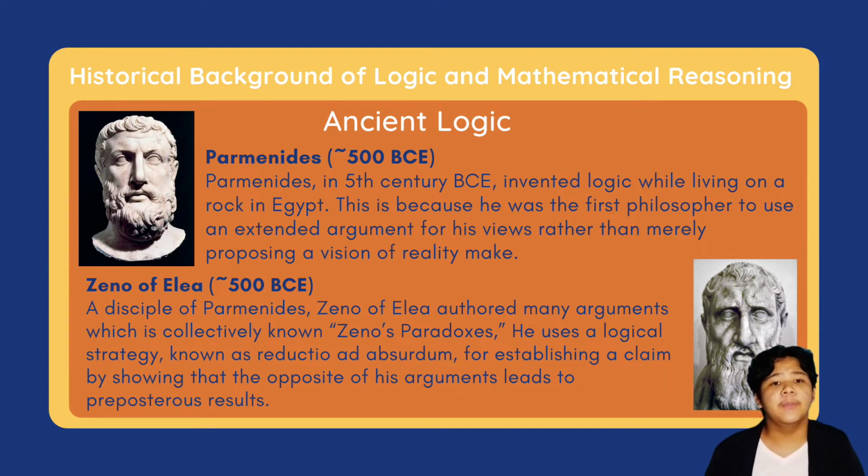He is then followed by Zeno of Elea, who is the disciple of Parmenides. Zeno of Elea authored many arguments which are collectively known as Zeno's paradoxes. He uses a logical strategy known as reductio ad absurdum for establishing a claim by showing that the opposite of his arguments leads to preposterous results. This alone proves that Zeno's arguments recognize and reflect on the general pattern of logic.